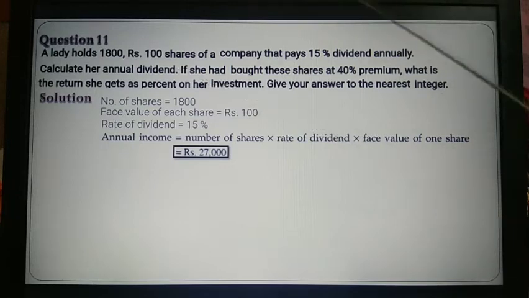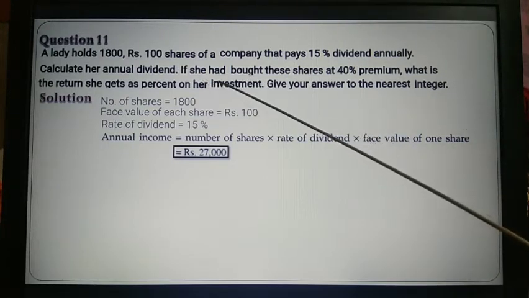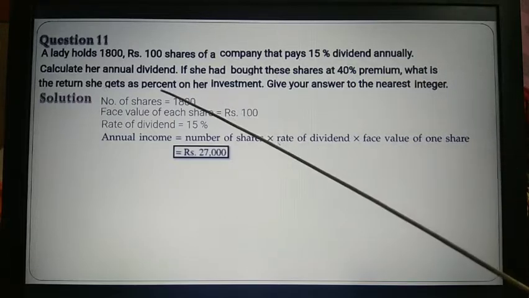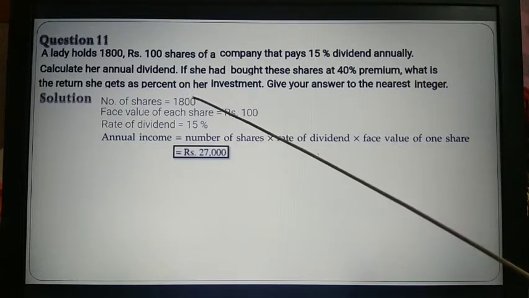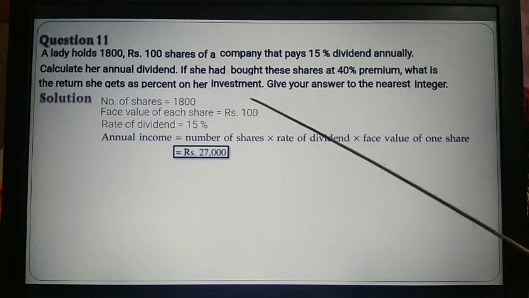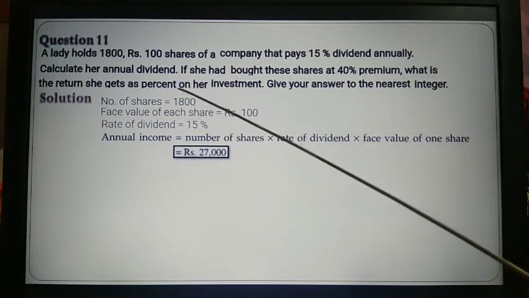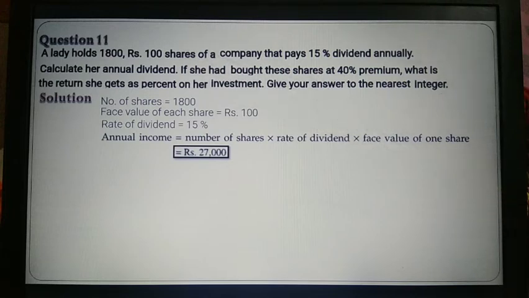Let's see the next part. The question says, if she had bought these shares at 40% premium, what is the return she gets as percent on her investment? What is the return she gets as percent means you need to find the rate of return. You need to give your answer to the nearest integer.